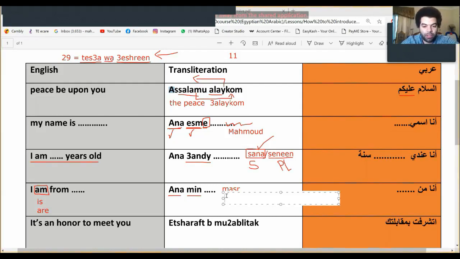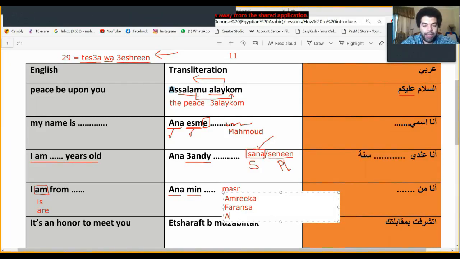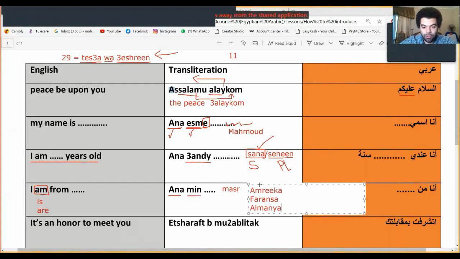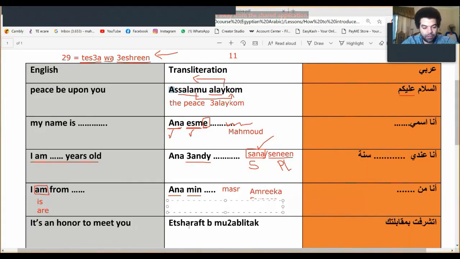If you are from America, you say أنا من أمريكا. Let's say France, أنا من فرنسا. Let's say Germany, أنا من ألمانيا. Okay. Let's try another country. Let's say Poland, for example. I had a couple students from Poland. أنا من بولندا. And I'm using B because Arabic doesn't have P.